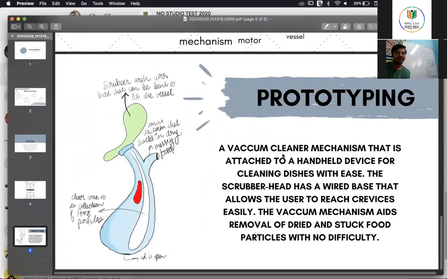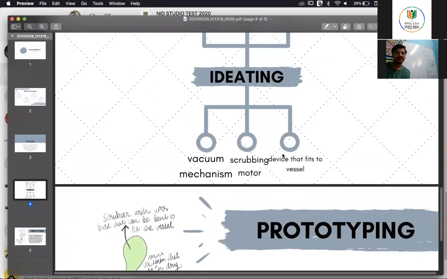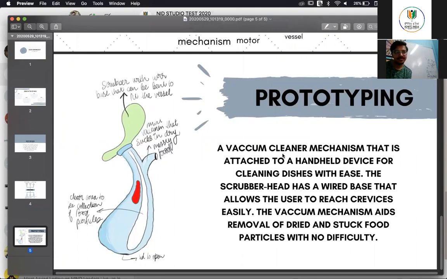Okay, how is this going to work? Basically, it's a handheld thing. It has two heads. One is a scrubber head, and it has a wired lining, so you can shape it to however your vessel fits, especially pressure cookers and deep-bottom vessels. It takes the shape of the vessel. It has a wired lining inside below the scrub. There is a vacuum mechanism that sucks up the food particles that have dried up, so that it's easier to clean once the food particles dry.